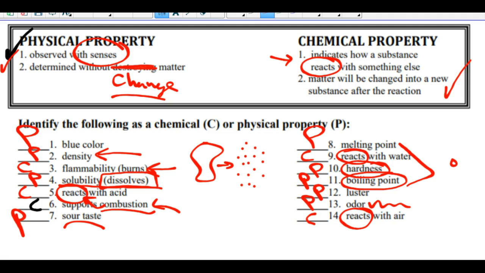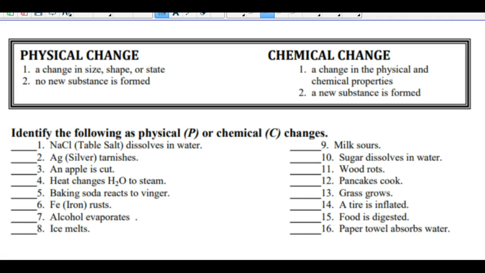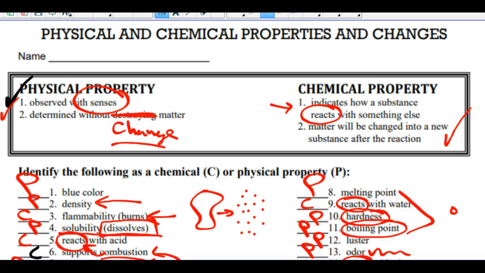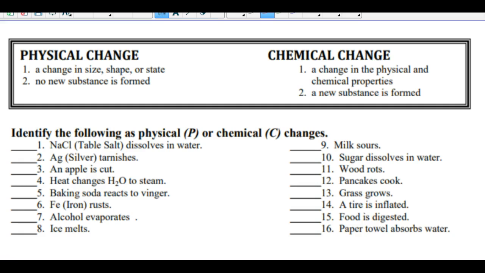Alright, so let's go to the next page. And hopefully, by the way, on this page you got the idea that if you can observe it and the thing doesn't really change, then it's a physical property. Okay, next up we have chemical and physical changes. A physical change is a change in size, shape, or state. No new substance is actually formed. A chemical change, a change in the physical and chemical properties, so that's what we're mainly looking for here. And a new substance is formed, like ashes when you burn something.